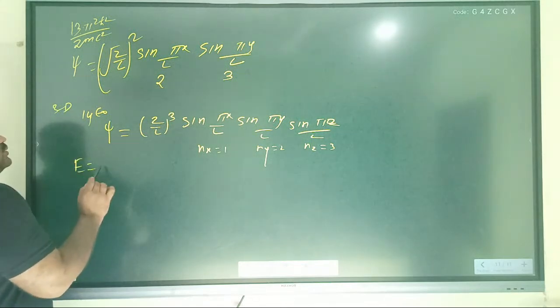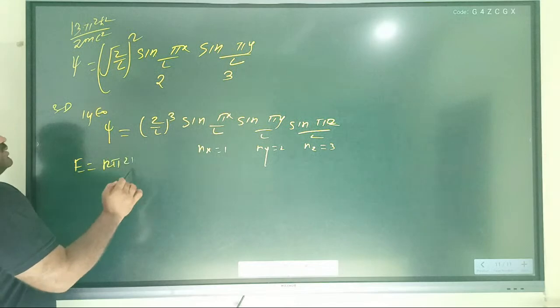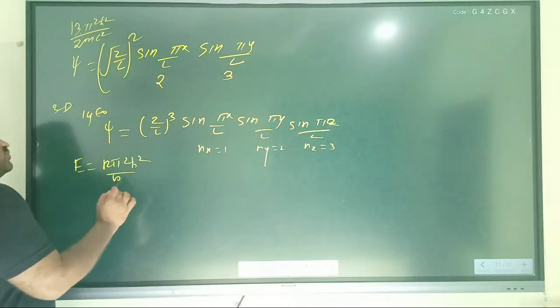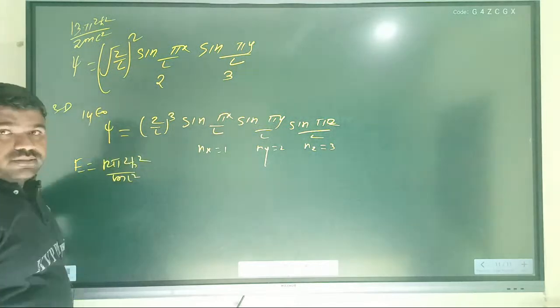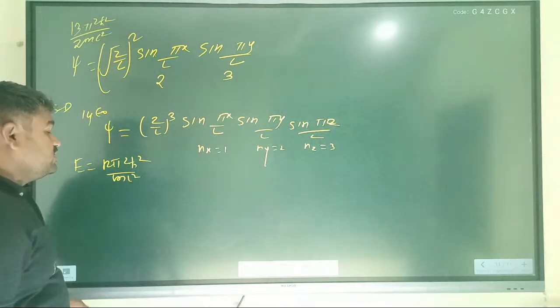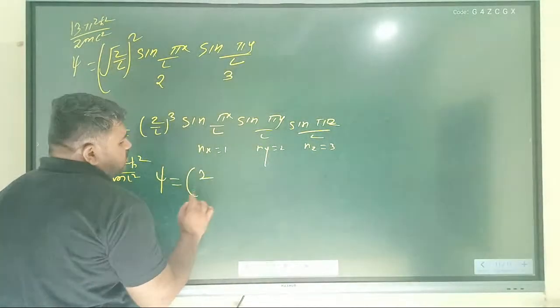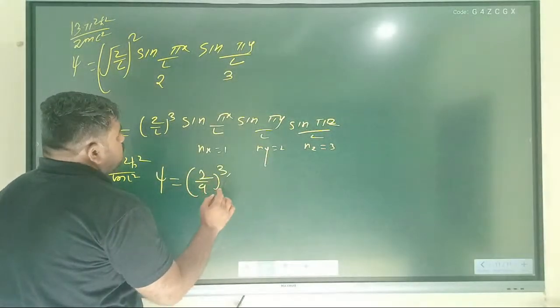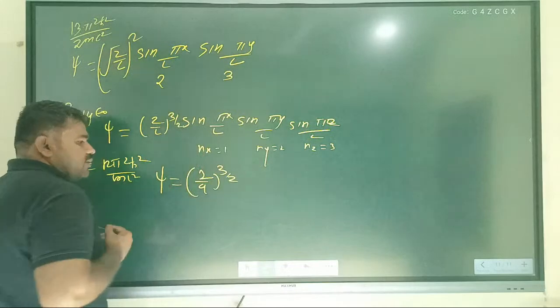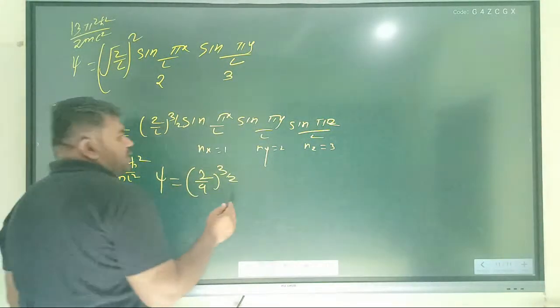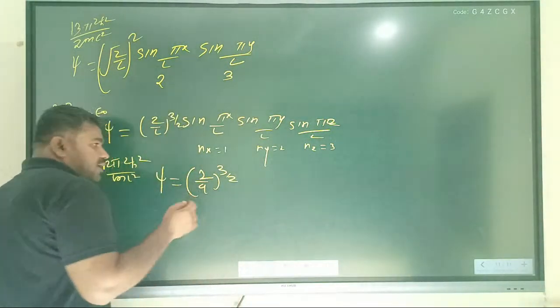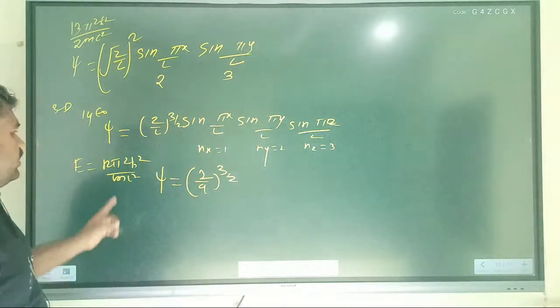E is equal to 12 pi square h cross square upon m l square, and the system is 3D. What is the wave function? Which of the following wave functions gives this energy? The system is 2D, then 2 upon a bracket is to how much? 3 by 2. Bracket is to 3 by 2. We need to choose the nx, ny, nz values. Yes, nx ny nz values.